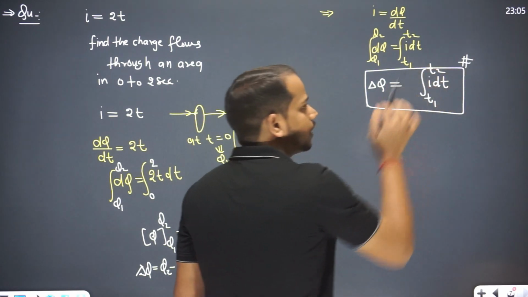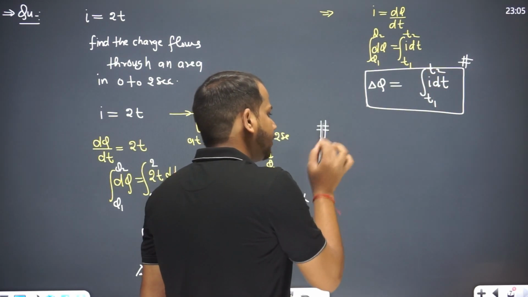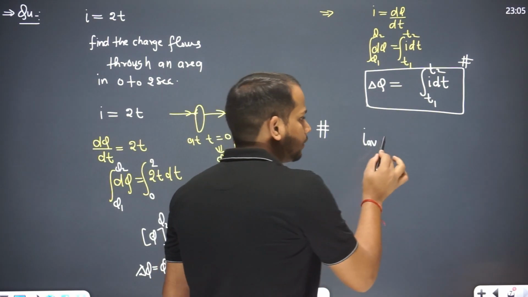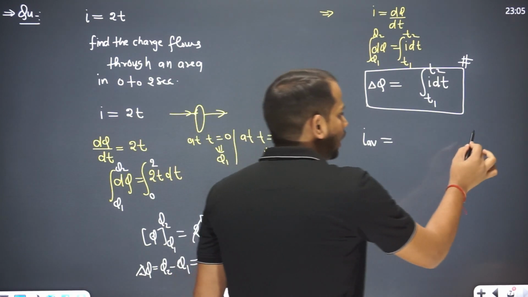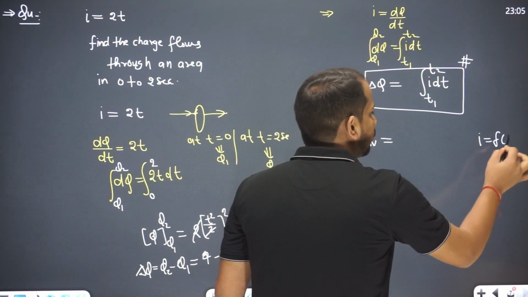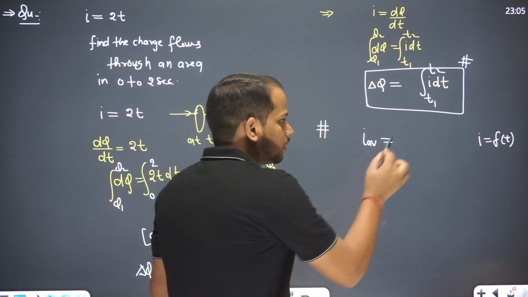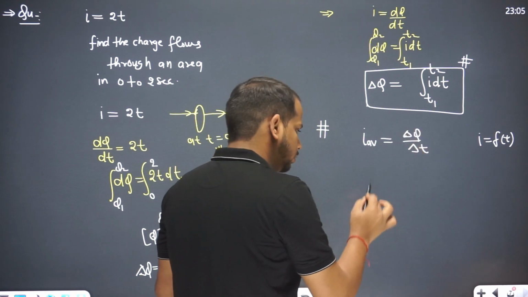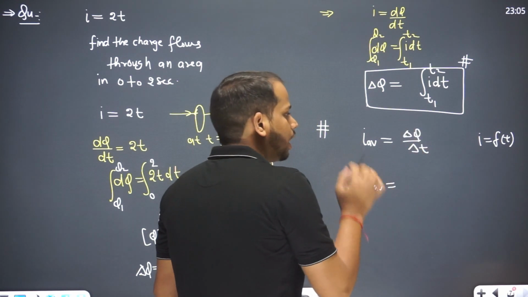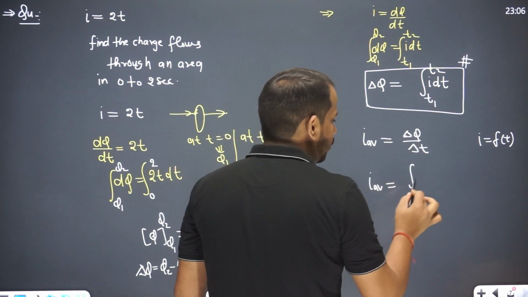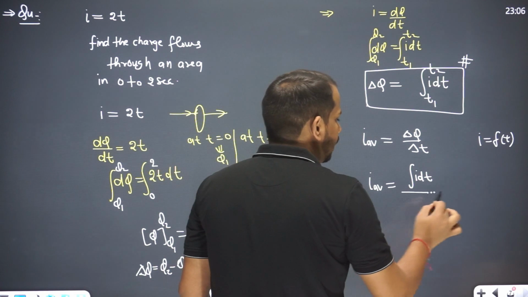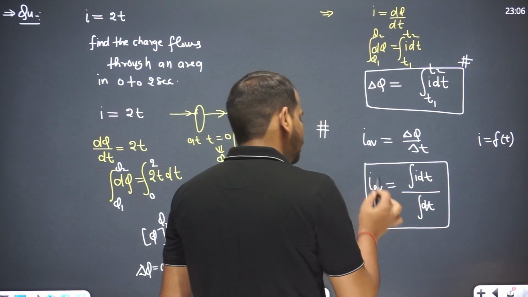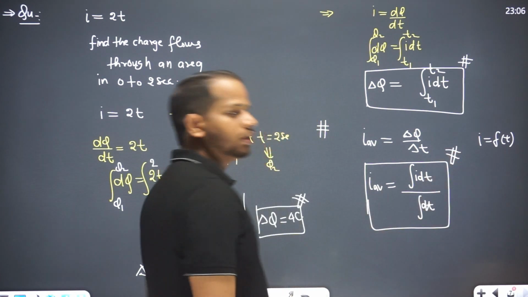Now you will understand why I have given this type of thing. Because if they are just saying find the I average, and it is given that I is a function of time, then what will you do? Just write delta q by delta t, right? But we know the formula. I average is delta q, which is integration I dt, upon time, and time is integration dt. This is how we can find the average current.